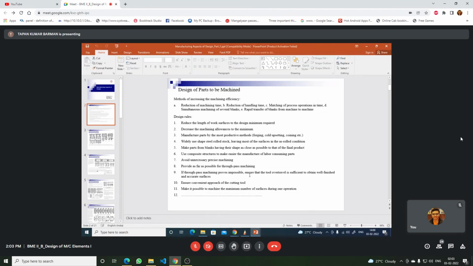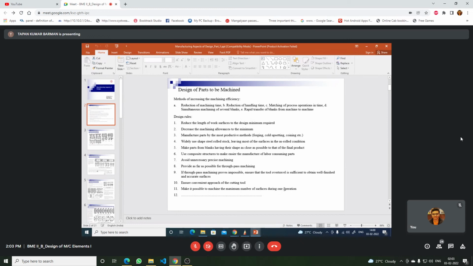If through-pass machining is not possible, ensure that over travel of the tool is sufficient to obtain the well finished and accurate surface. Ensure convenient approach of the cutting tool. The approach of the cutting tool should be such that you can easily fix the position of the cutting tool to the surface. Make it possible to machine the maximum number of surfaces during one operation.